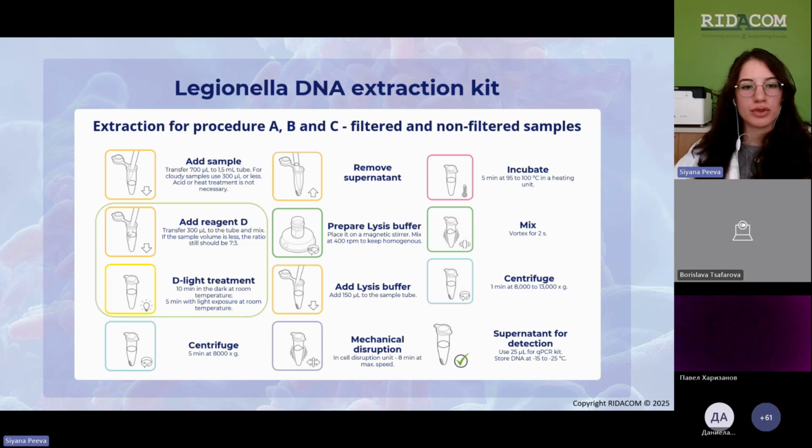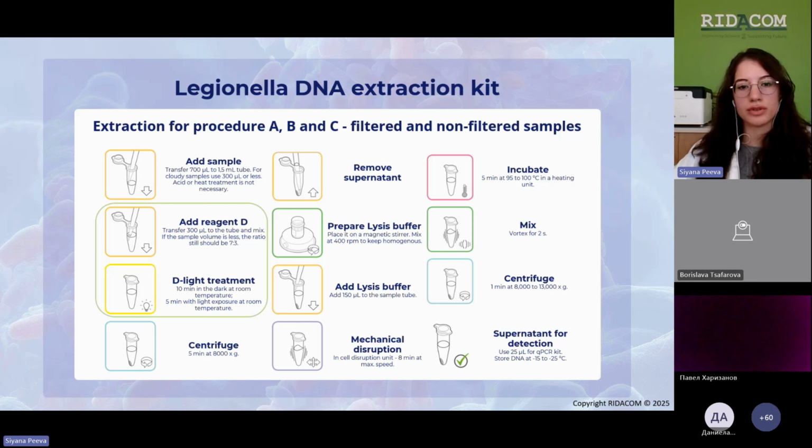And here is the same exact extraction procedure for the three procedures A, B, and C for filtered and non-filtered samples. So first we add the sample, then we perform the differentiation of live and dead cells, which is performed by adding the reagent D and then treatment with the D-Light, first in the dark and then in blue light. Then we centrifuge, remove the supernatant, and then we have the step of extraction of the DNA.